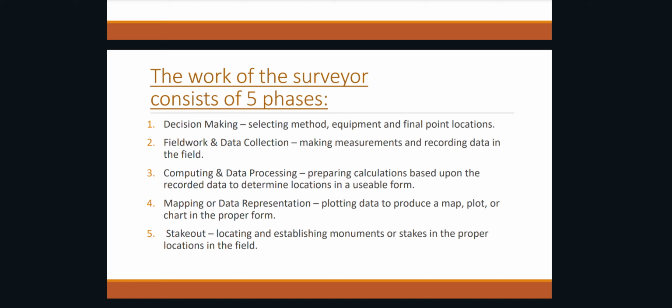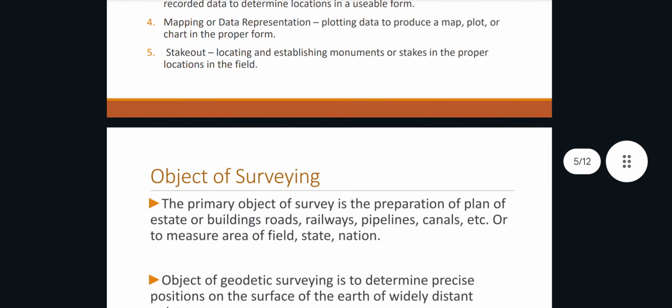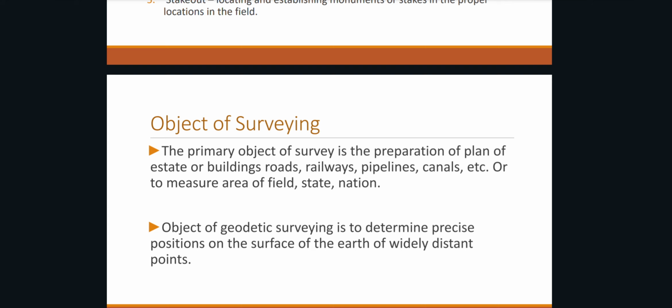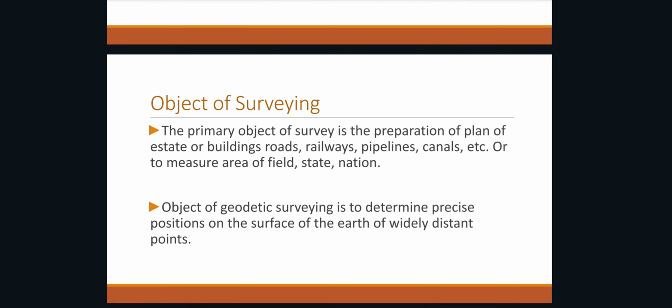Last step is stakeout. In this, we locate and establish monuments or stakes in the proper location in the field. Now, what is the object of surveying? The primary object of surveying is to prepare a plan of any building, real estate, roads, railway lines, pipelines, canals, etc., and to measure the area of a field, any state, any district, or any nation or country.